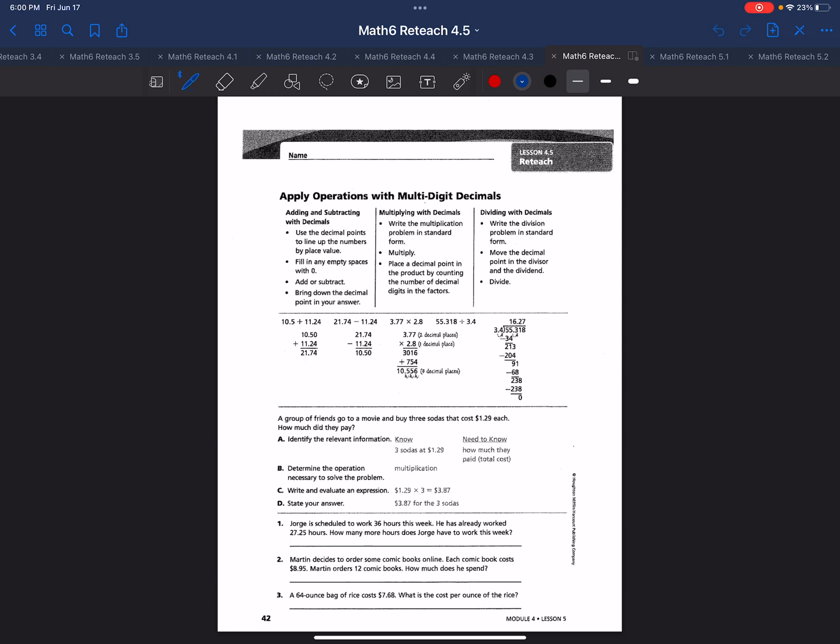So let's review real quick just the basics here. There's 4 main operators in math. You can add, subtract, multiply, and divide.